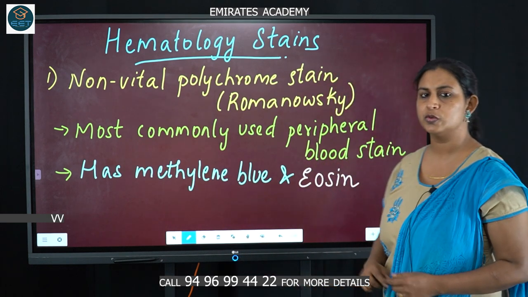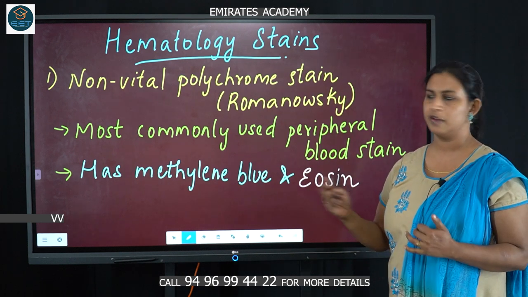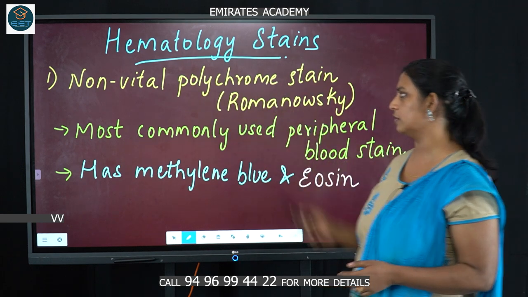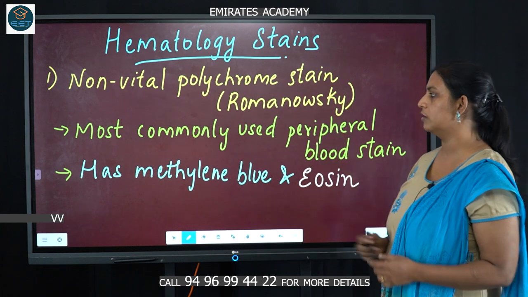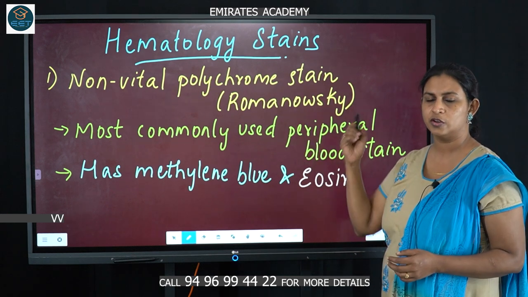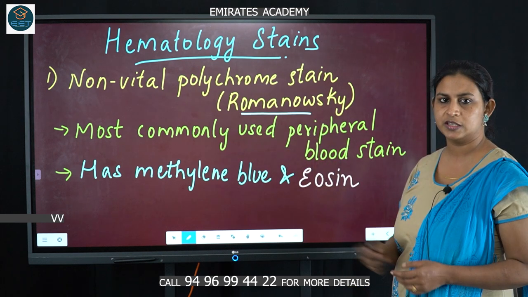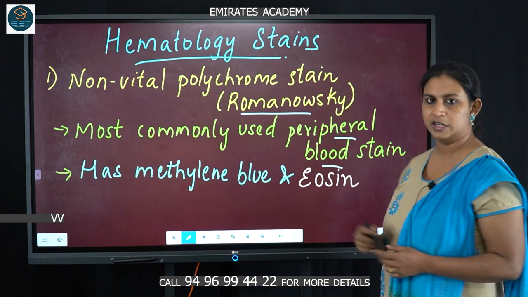So we're going to look into different hematology stains. We have the vital stains, we have the non-vital stains. Let's look into the non-vital polychrome stain. That means it will take up more than one color. One very common kind of non-vital polychrome stain is the Romanowski stain. It is the most commonly used peripheral blood stain.